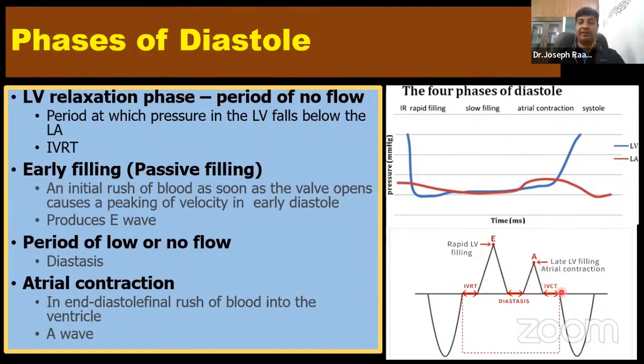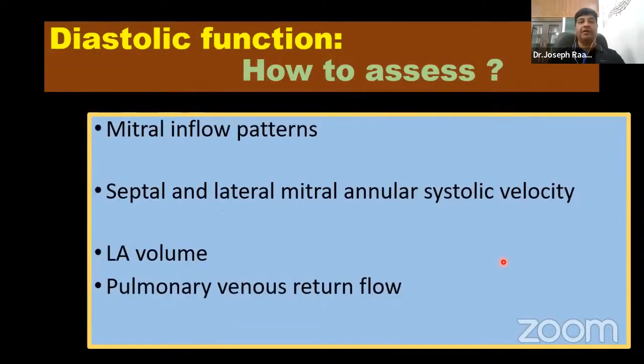So this is the schematic representation of this E and A wave, the early wave and also the atrial wave. In case you are able to analyze the velocity of these two waves, then we will be able to identify the diastolic function. This is the concept.